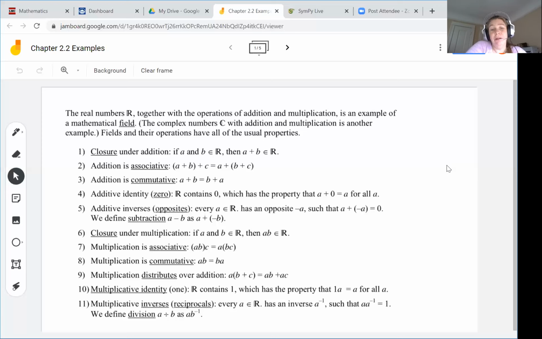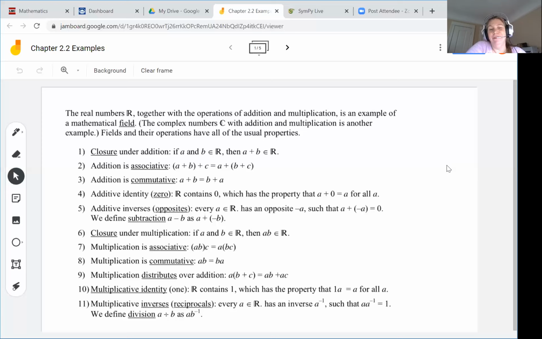Multiplication is also commutative. We know that we can multiply in any order. So whether you say A times B or B times A, you get the same results. And multiplication distributes over addition. So we know if you take a real value A and multiply it by B plus C grouped together, then that's the same as AB plus AC.